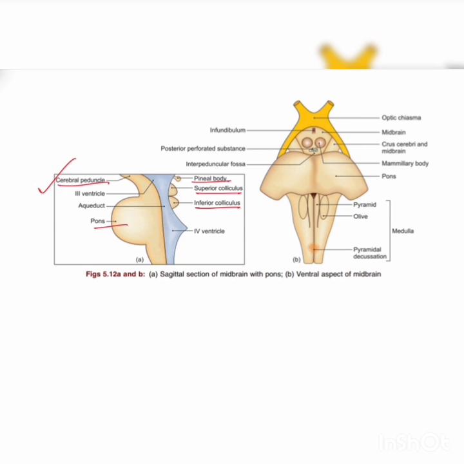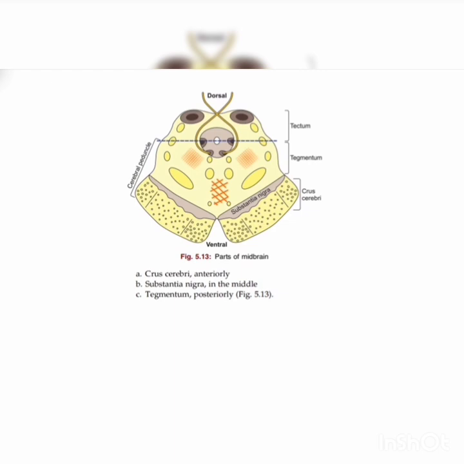And here you can see the mammillary body, which is another important part for us. Okay, this is a section of the midbrain where you can see the tectum, tegmentum and crus cerebri.